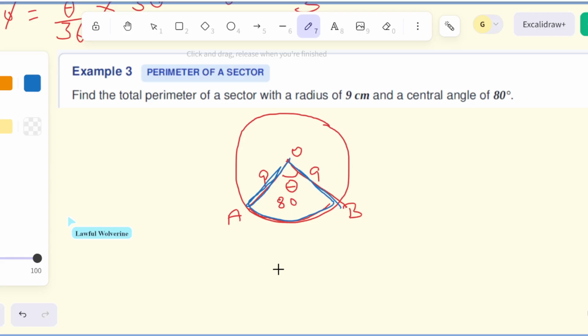Okay, but for that you need the length of the arc, right? So again the same thing, L equal to theta upon 360 into 2 pi r.